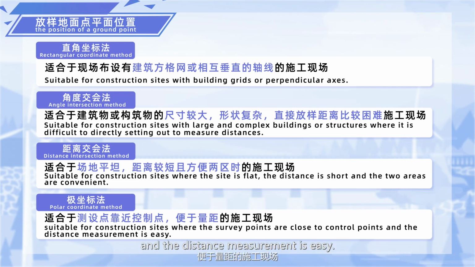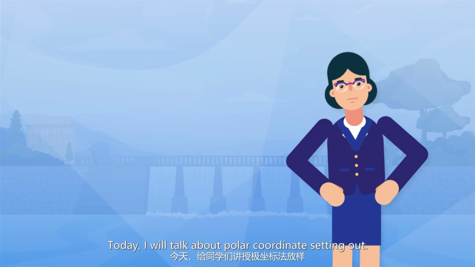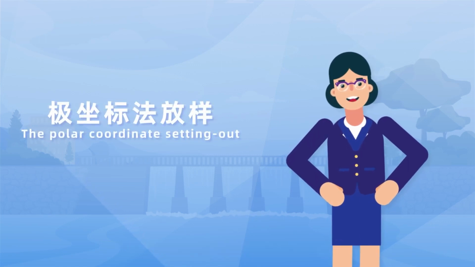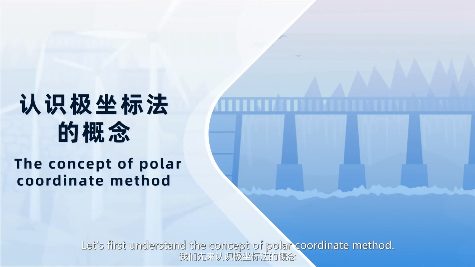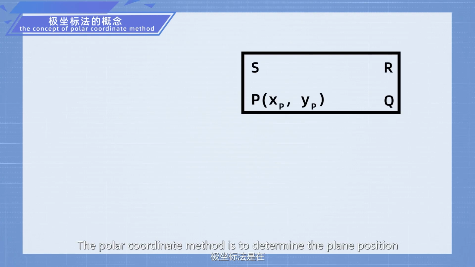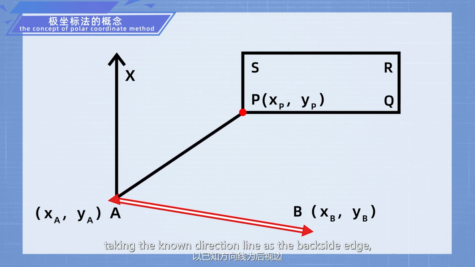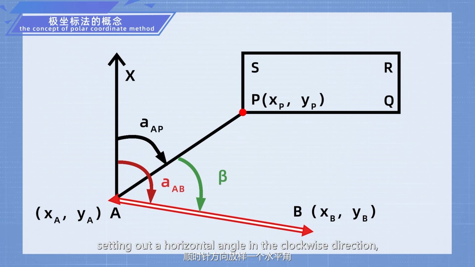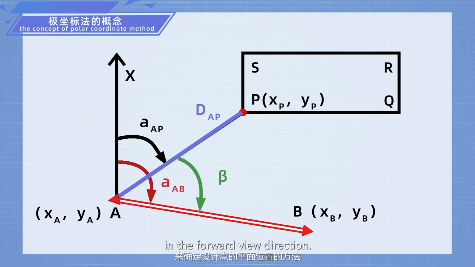distance measurement is easy. Today, I will talk about the polar coordinate setting out. Let's first understand the concept of the polar coordinate method. The polar coordinate method is to determine the plane position of the design point on a control point, taking the known direction line as the back side edge, setting out a horizontal angle in the clockwise direction, and setting out a design distance from the survey station in the forward view direction.